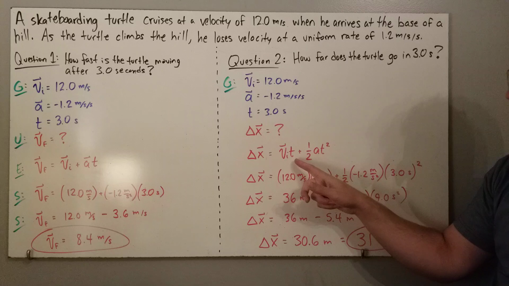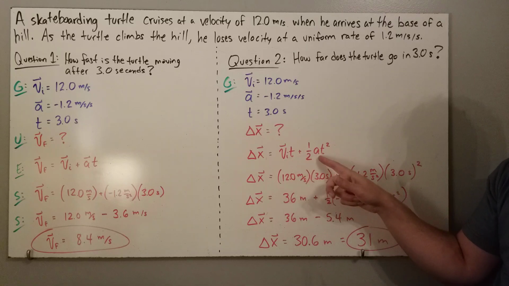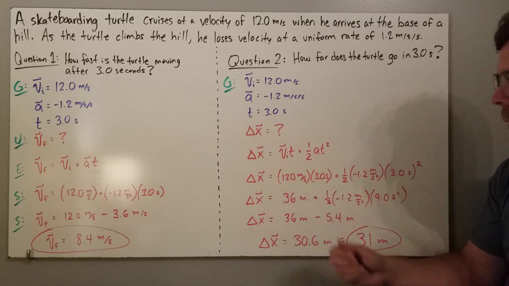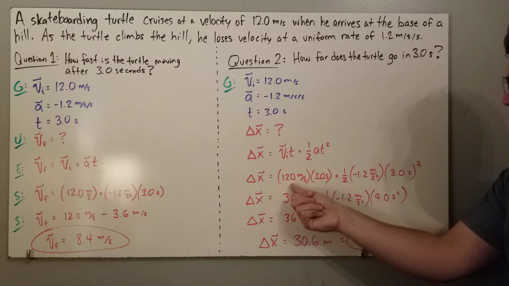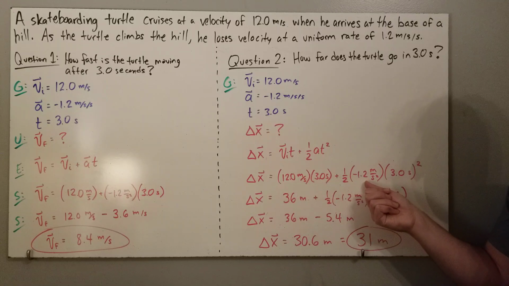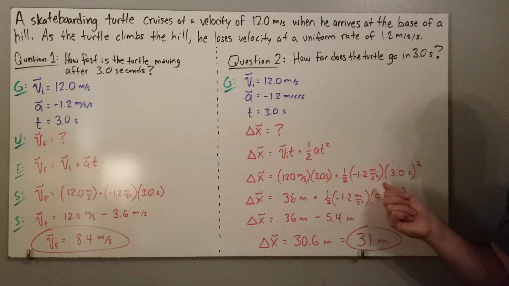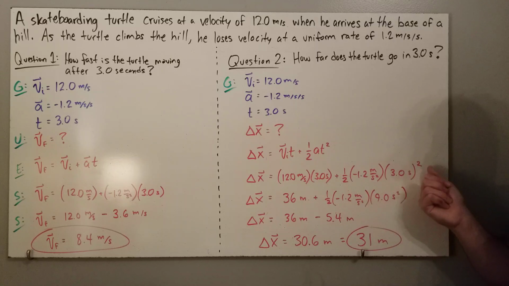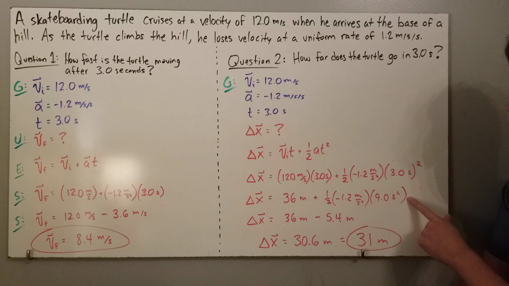We have the initial speed times the time. We know both of those, and we also know the acceleration. So putting all those numbers, substituting them in, we have 12 times 3, and then we have 1/2 times negative 1.2. Don't forget the negative. And then 3.0 seconds squared. Don't forget the square. We need to do the square first before we do anything. So we square the 3, it becomes 9 seconds squared.